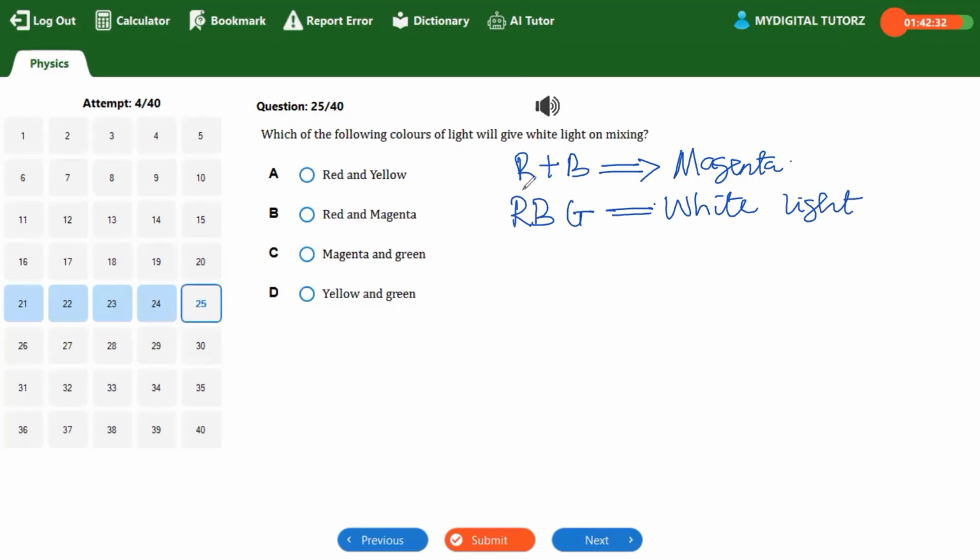So now, since red and blue give us magenta, therefore magenta plus green will be equal to what? White. Therefore, the correct option here is magenta and green. It's very simple. Red, blue, green, if mixed in a good proportion, will give us white light. Magenta is the mixing of red and blue color. So that is why magenta plus green gives us white. Exactly. So that is question 25.